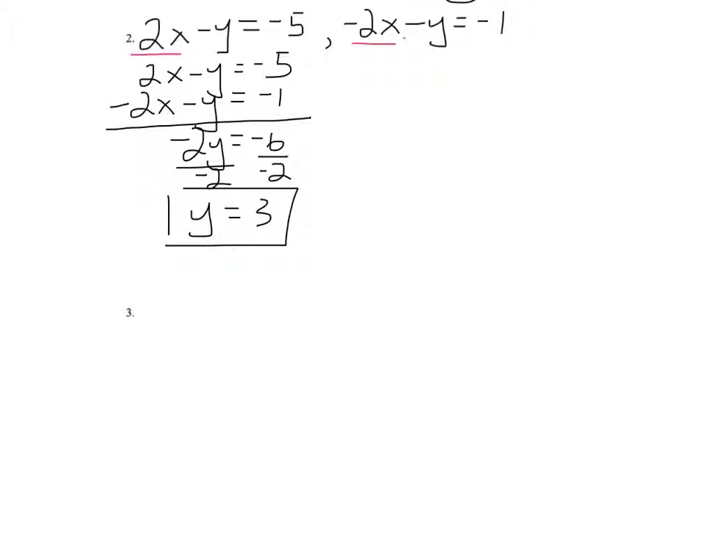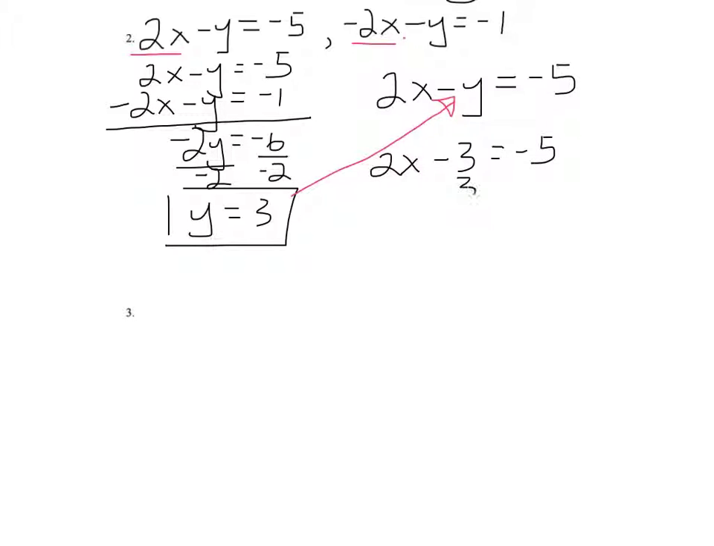Simple enough. Now I take that, I'm going to plug it into this equation. So I'm going to take 3 and I'm going to plug it in for y. I add 3 to both sides, equals negative 2. Divide each side by 2. X equals negative 1 is my second answer.